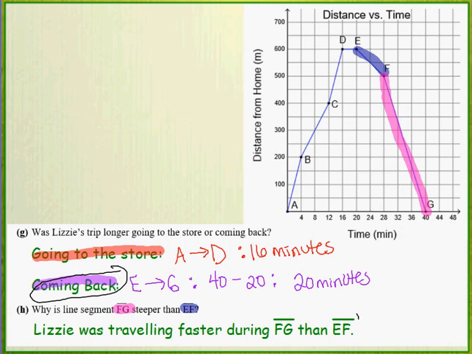But why? Why was she traveling faster? Well, that's right, she was late. So she may have been trying to rush, knowing that she was already late. Here, at F, it's 20 minutes. She only has 2 minutes to get home, so maybe she increased her speed so she could get home on time. Unfortunately, she did not make that.